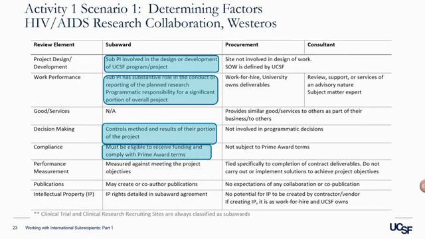When we're looking at compliance, they're conducting clinical trials, so they must comply with prime award terms and conditions. That lets us know that they are going to have to comply. Now, again, note the bottom there: clinical trial and clinical research recruiting sites are always classified as sub-awards, right? We see that little hint on the bottom there as well.